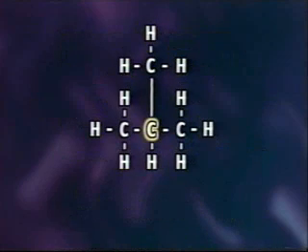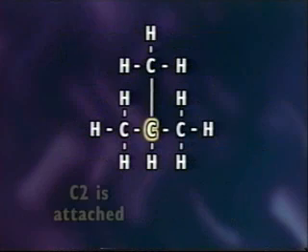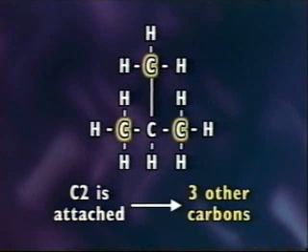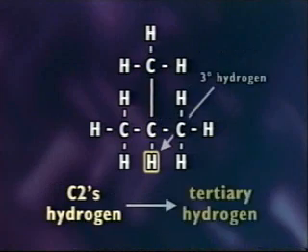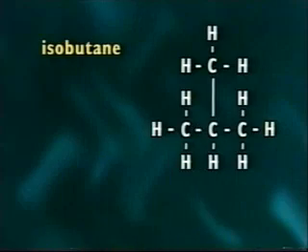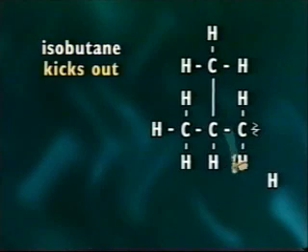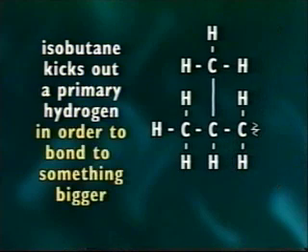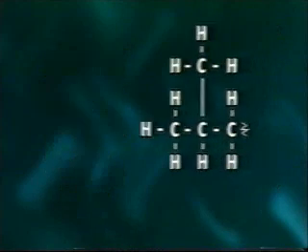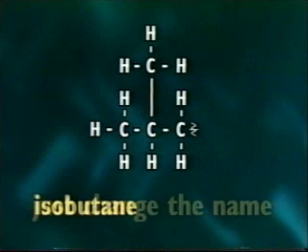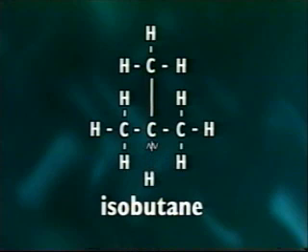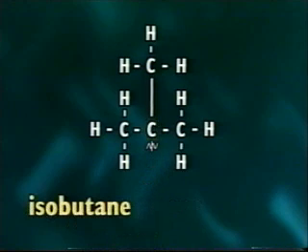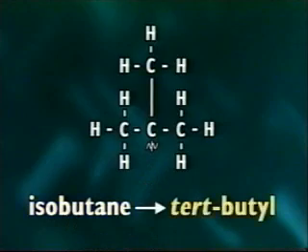But look at carbon 2 in the chain, in the middle of the molecule. It's attached to 3 other carbons, so carbon 2 is a tertiary carbon, and its lone hydrogen is a tertiary hydrogen. Let's say isobutane kicks out one of its primary hydrogens in order to bond to something bigger. No problem. We would just change the name isobutane to isobutyl. But if isobutane booted the hydrogen from carbon 2, which is the tertiary hydrogen, its name would become tert-butyl.